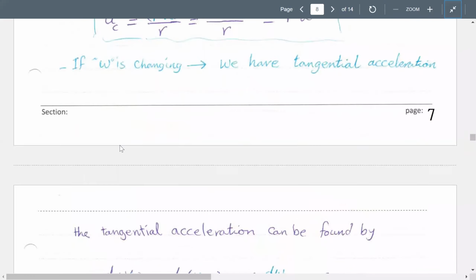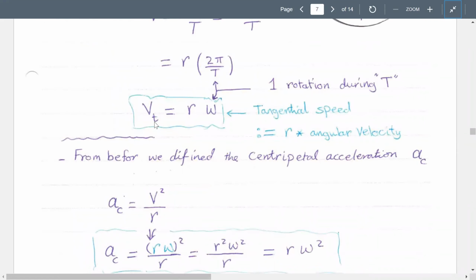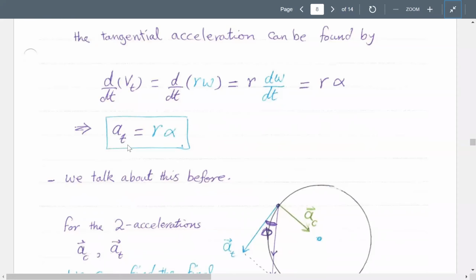Now we have the tangential velocity is equal to R multiplied by omega. The tangential acceleration is equal to R multiplied by alpha. So the relation between the linear quantity and the angular quantity is R multiplied by the angular quantity. Okay.